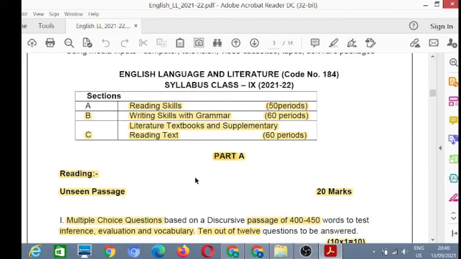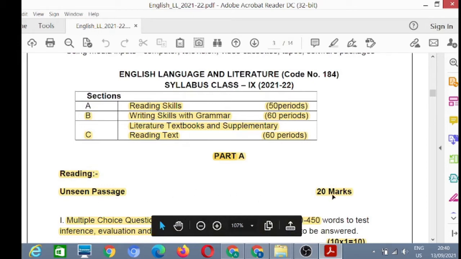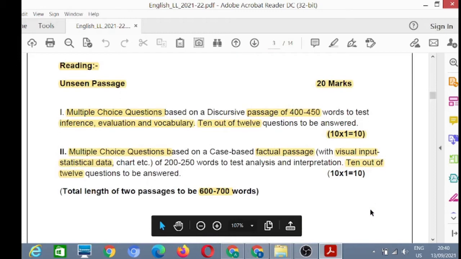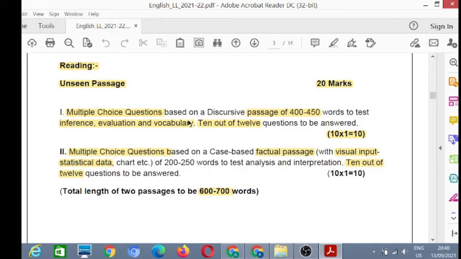Okay, so first we see the syllabus of term 1. So part A, reading, and we see that 20 marks have been allocated to reading. These 20 marks are allocated to unseen passage comprehension. So there will be two unseen passages of 10 marks each. The first unseen passage will be descriptive type and it will have 10 questions of 1 mark each. So 10 multiplied by 1 is equal to 10 marks. These questions will be of MCQ type.